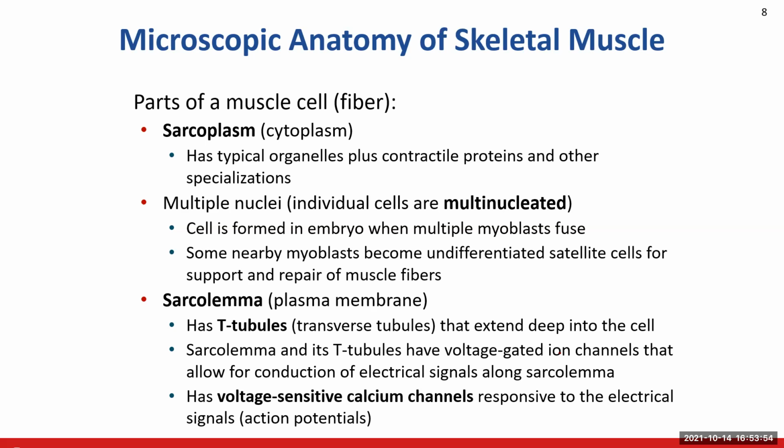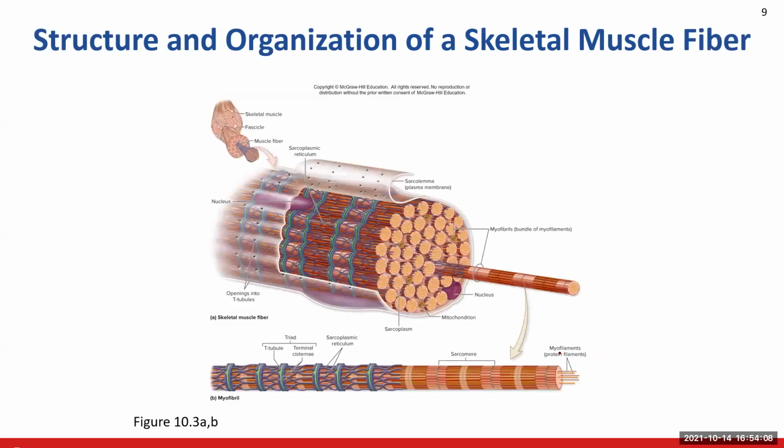All right, we learned way back when some of the characteristics of skeletal muscle cells, and we noticed that they're long and cylindrical, but they'll have multiple nuclei. They're multinucleated, and I don't have that picture on the slide. No big deal.